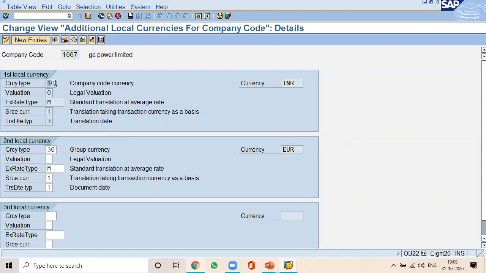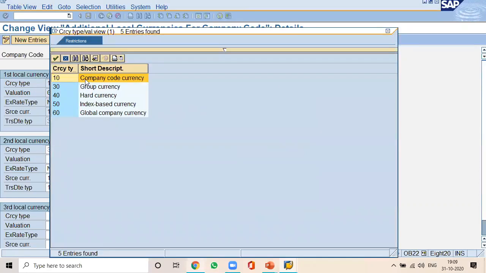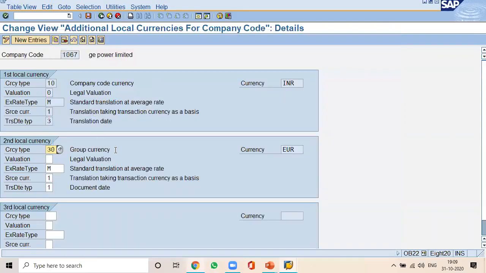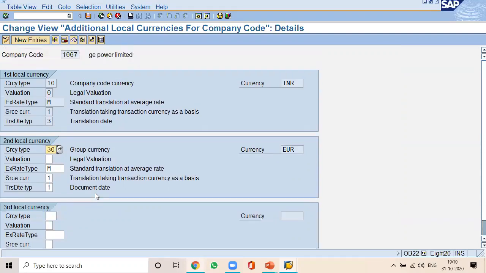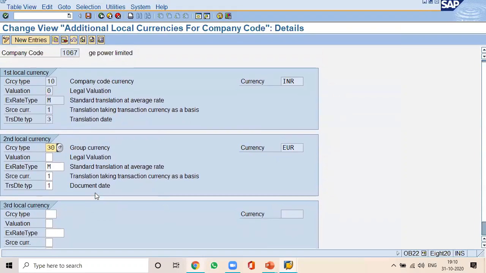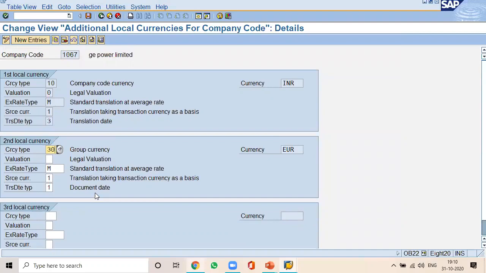Suppose in the currency type, if you press F4, see, 10 company code currency, 30 group currency, 40 hard currency, 50 index based currency, 60 global company currency. So a company code can use up to 3 currency types. I hope all of you will remember all these points. I explained these things to you in group currency in your ECC.